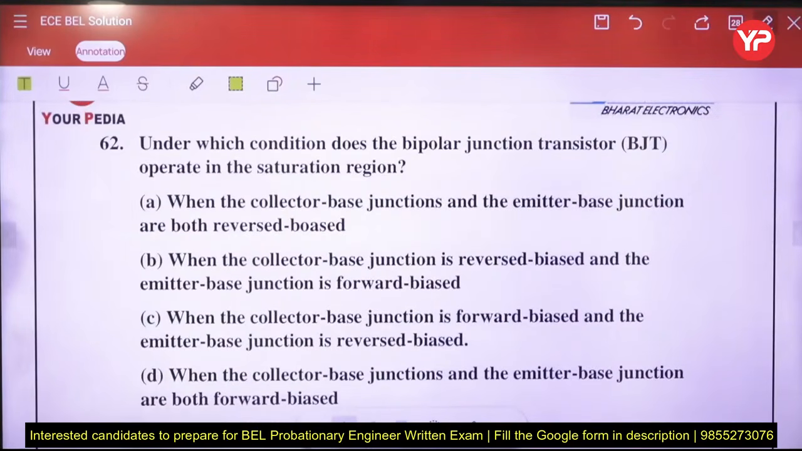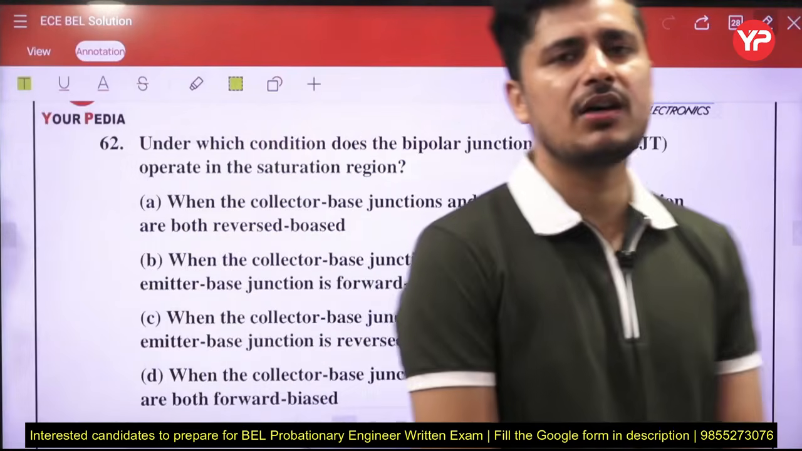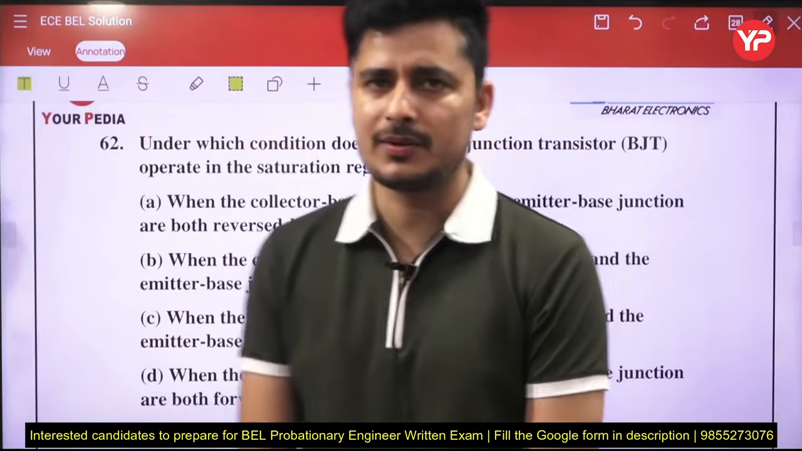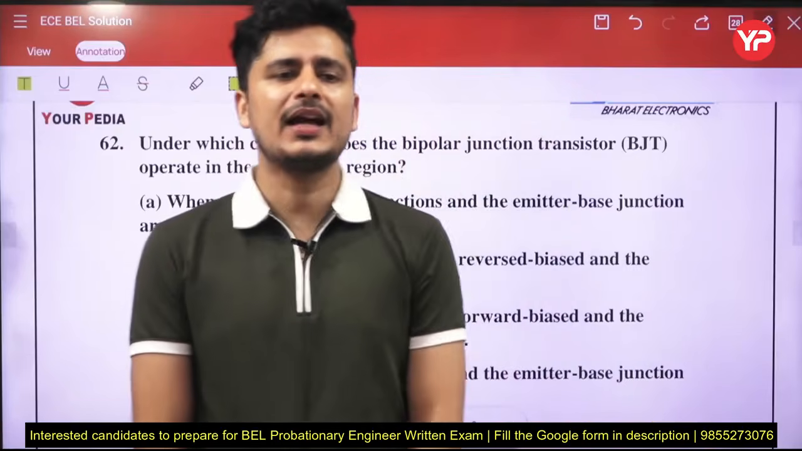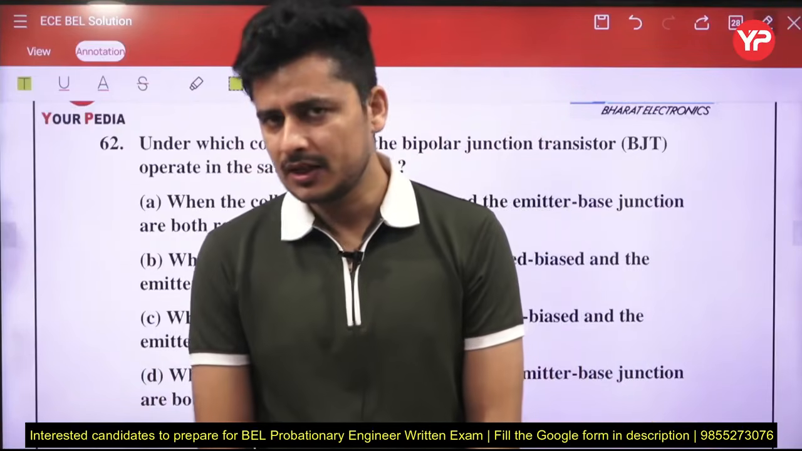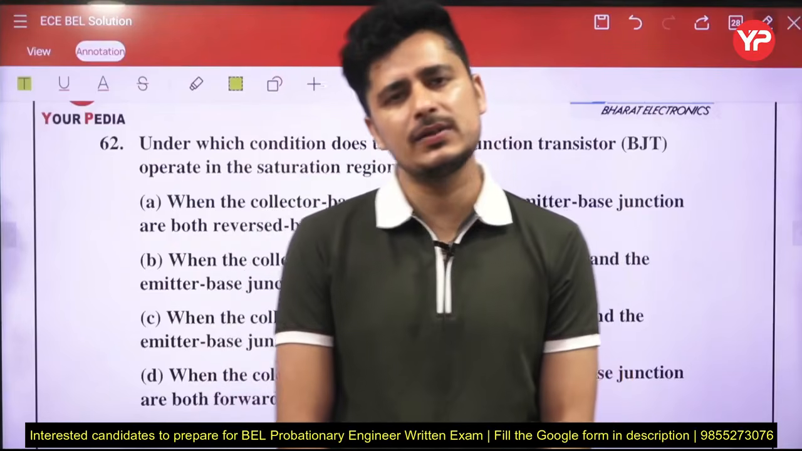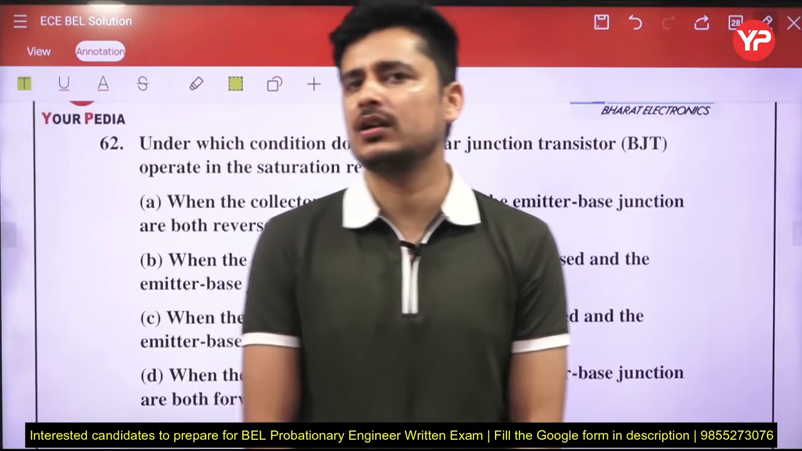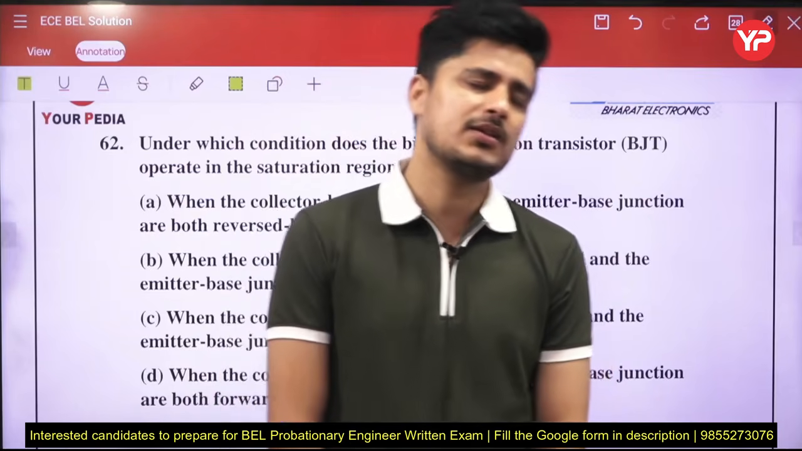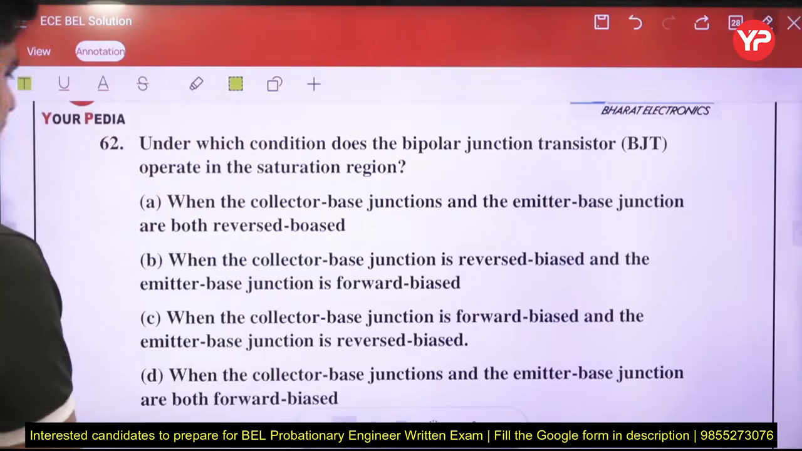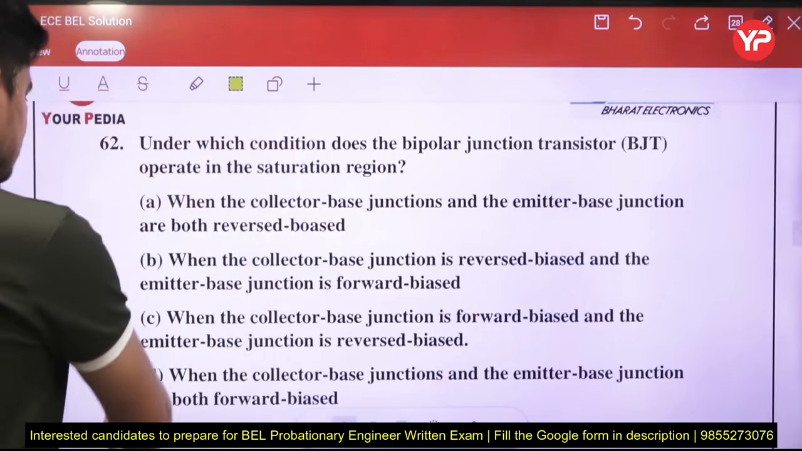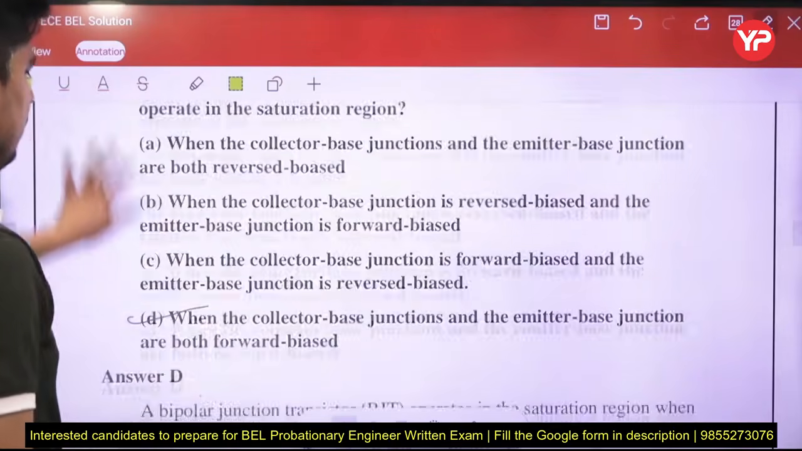Under which condition does the BJT operate in the saturation region? We already know if your BJT is working in the saturation region, both the junctions are forward biased, the emitter base and collector base junctions. In the active region it can work as an amplifier, in saturation region it can work as a switch. In the active region, the emitter base junction is forward biased and the collector base junction is reverse biased. So he is asking about the saturation region, when both junctions are forward biased. So the answer will be D for this one.